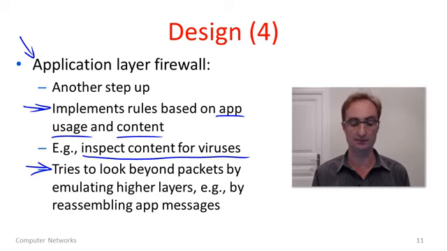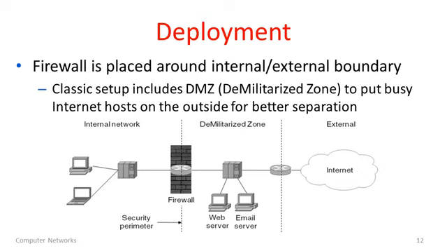And finally, to finish with firewalls, I'd like to talk briefly about deployment. Here is a classic deployment scenario. Actually, in all of the cases, what you're going to want to do is place a firewall around the internal-external boundary. So where your organization meets the public internet, at all of those places, you would want to place a firewall to control the traffic that's going across that boundary.